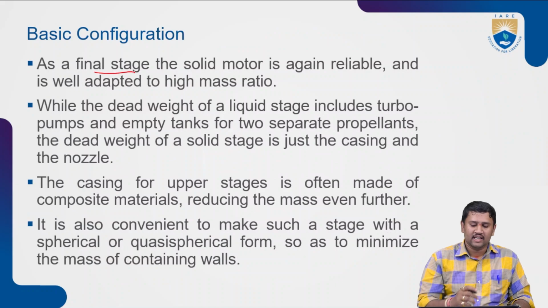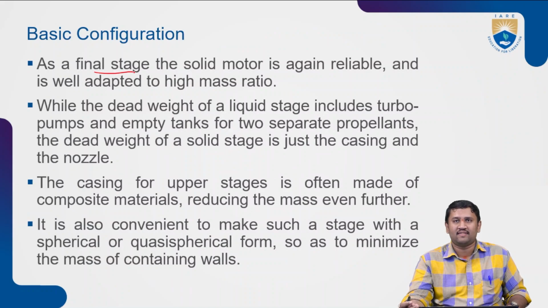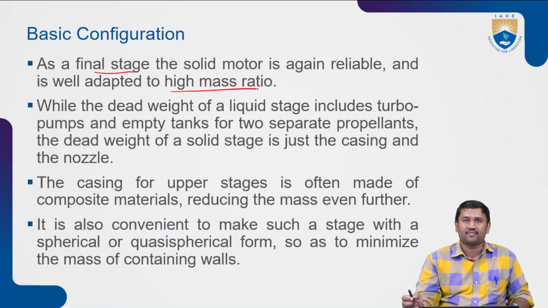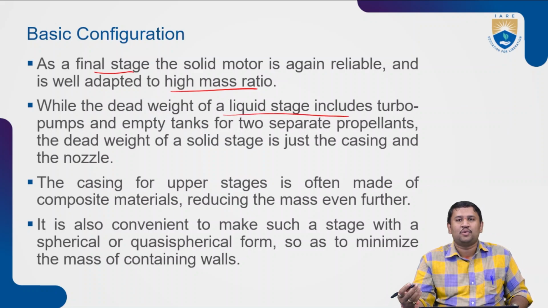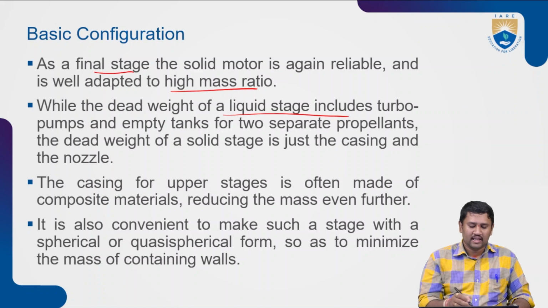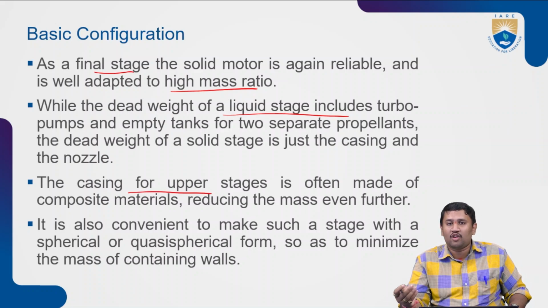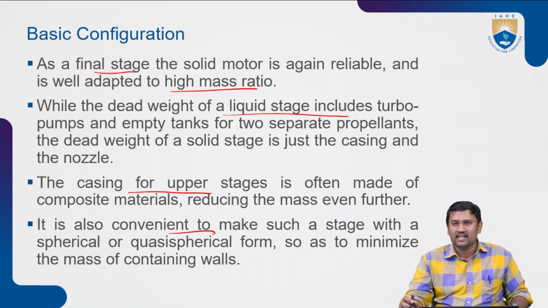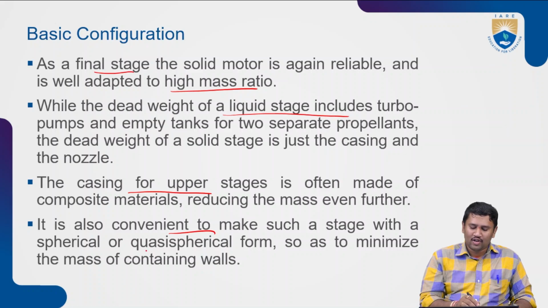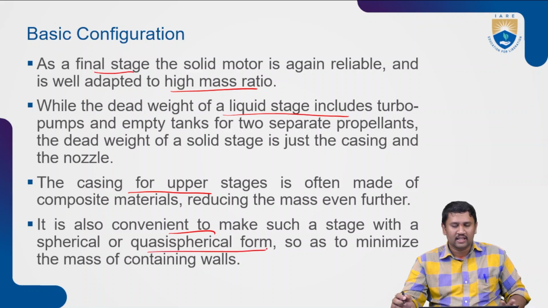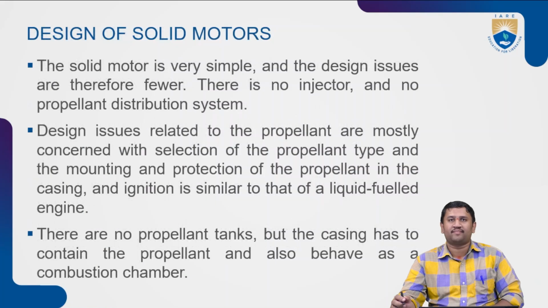Now, as a final stage, the rocket motor is again reliable as well as well adapted to its high mass ratio. While the dead weight of a liquid stage includes turbopumps, empty tanks as well as two separate propellant tanks, the dead weight of the solid stage is just a casing as well as a nozzle. The casing for an upper stage is often made of composite materials to reduce the overall mass of that particular stage even further. It is also convenient to make such a stage with spherical or quasi-spherical form so as to minimize the mass of the containing walls.